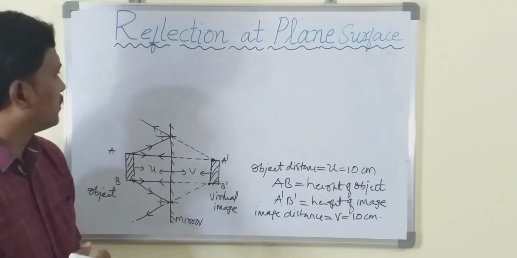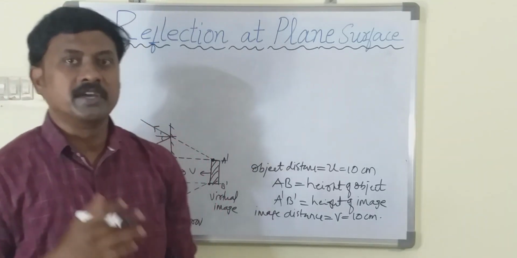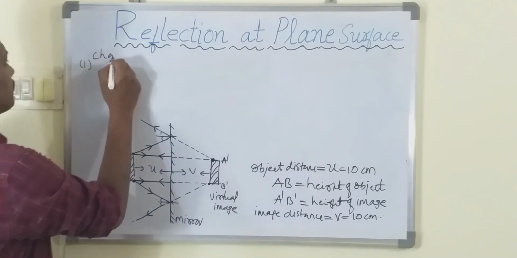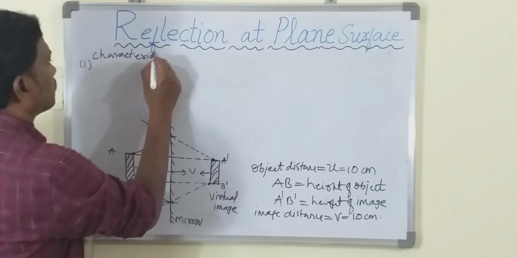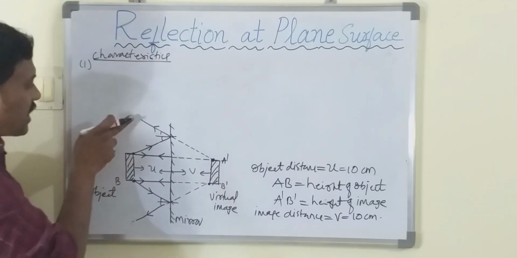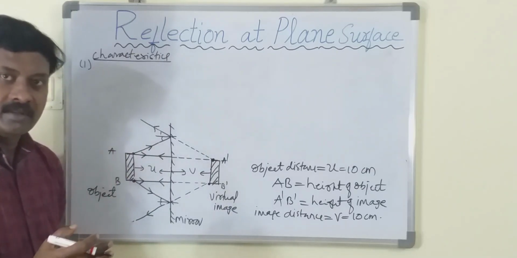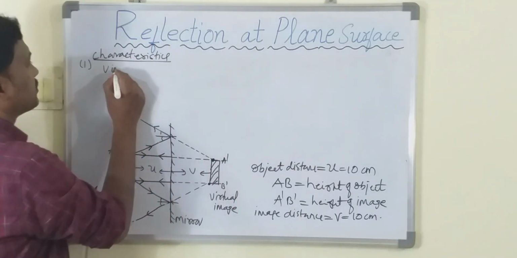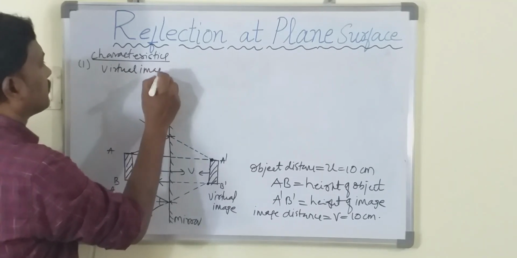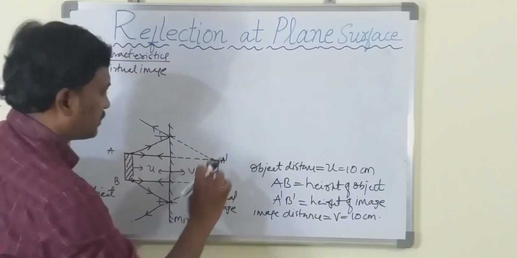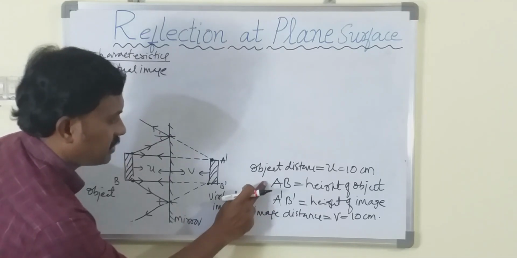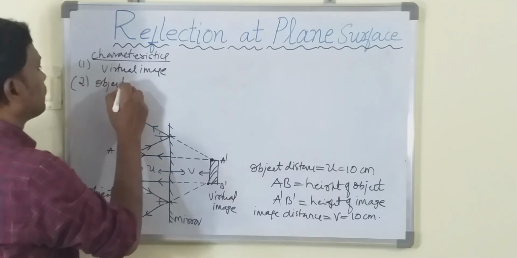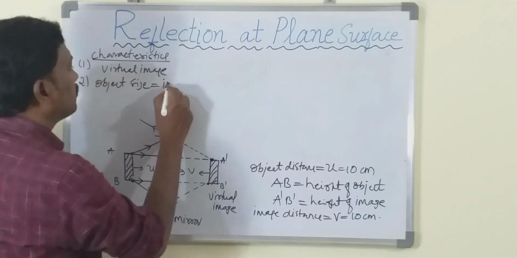So from this, let us try to write the characteristic features of the image formed by the plane mirror. So first we can see that these are the characteristics. As reflected light rays do not meet, we don't get a real image. So what is that image? It's a virtual image. So first property is it's a virtual image. Secondly, look at the size, look at the height. That is AB and A dash B dash. They both are the same. So we can say that object size is equal to image size.